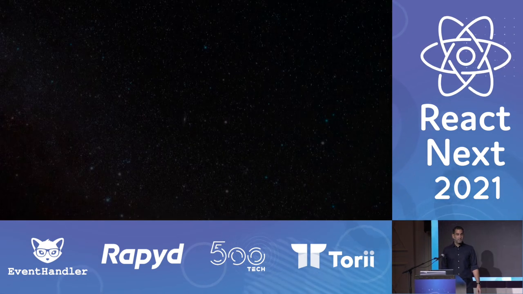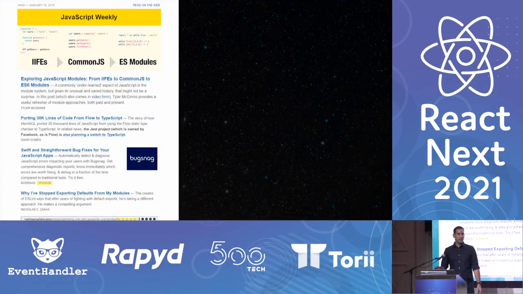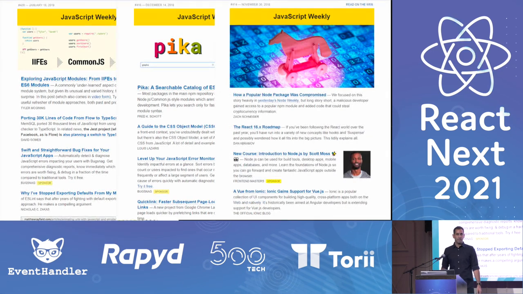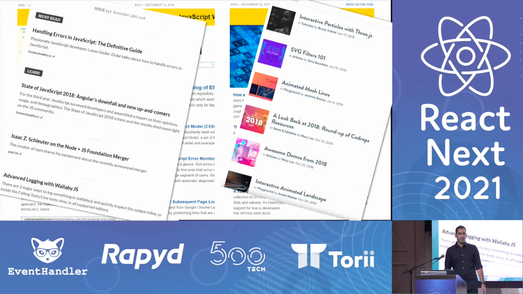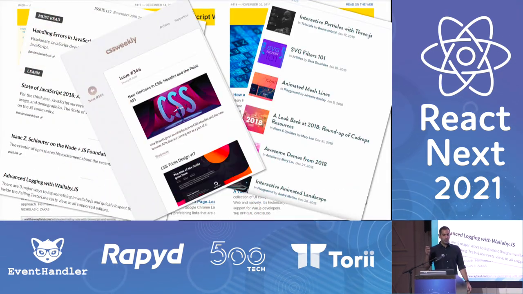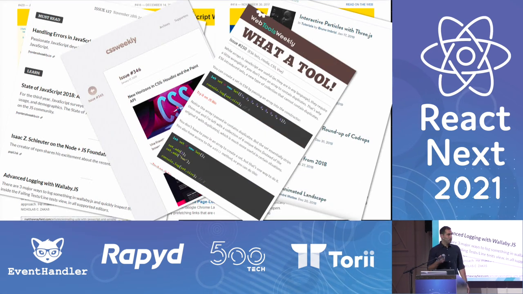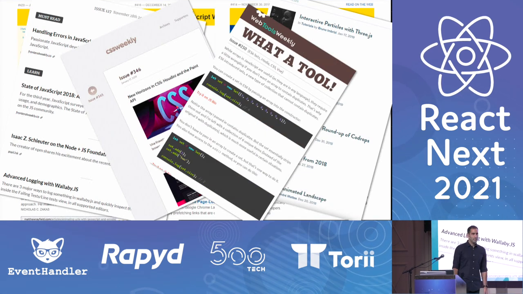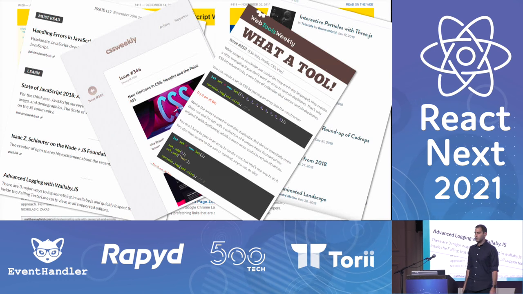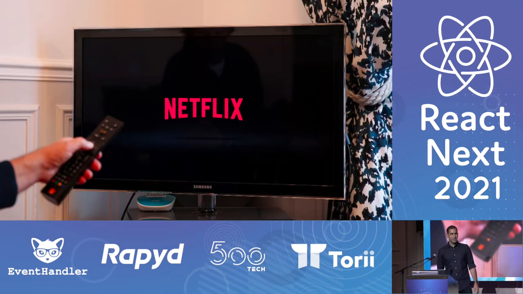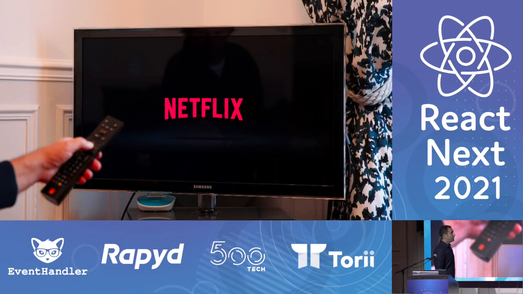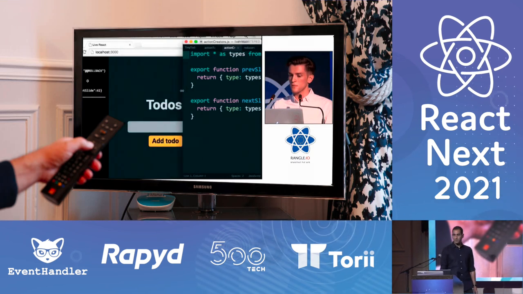And that's the problem. When you try to binge, you find out JavaScript Weekly and CSS Weekly and Web Tools Weekly, and you find so much content, so many articles, that you get lost. And since you work remote, this is what you do. You sit and watch Netflix, and probably not Dan Abramov's talk.